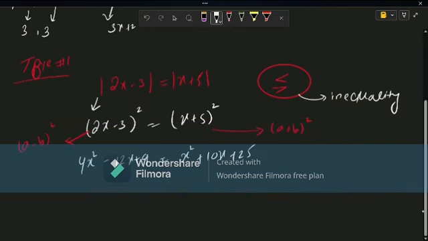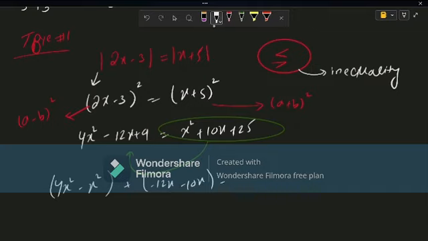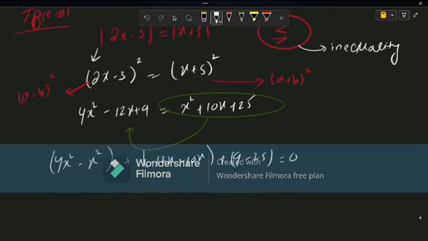Now your work is that you have to make a group of similar terms together. So shift all the left hand side terms or right hand side terms on this side, just like shift all these terms over here. When you shift all these terms over here, that gives you 4x square minus x square minus 12x minus 10x plus 9 minus 25, which is equals to 0. So let's solve it.